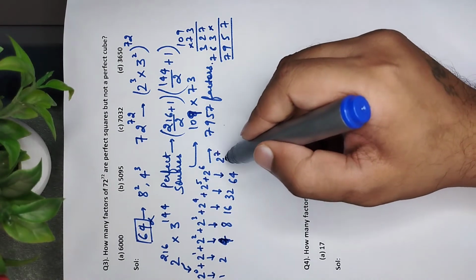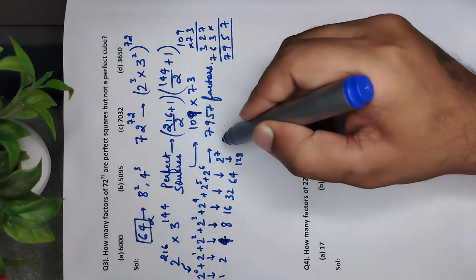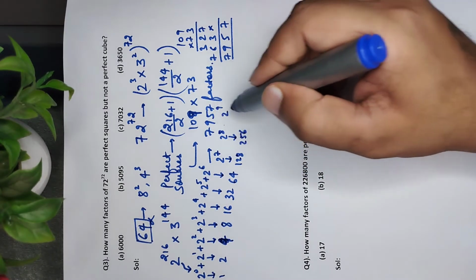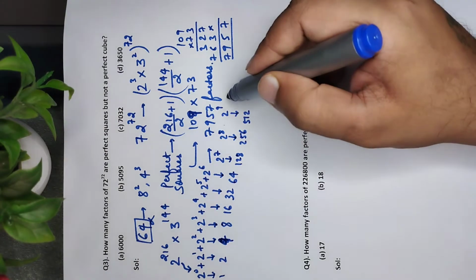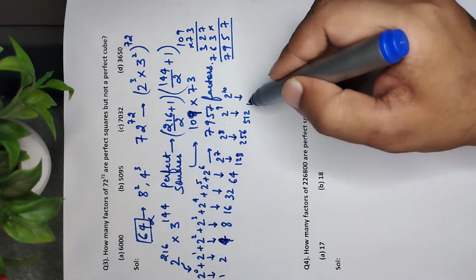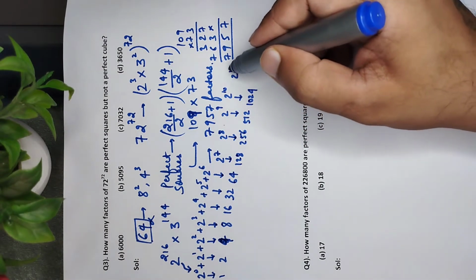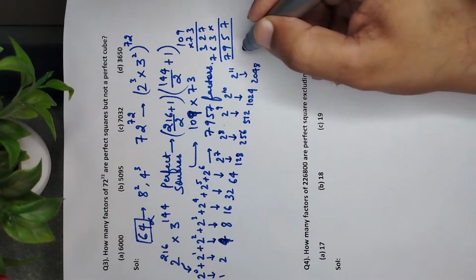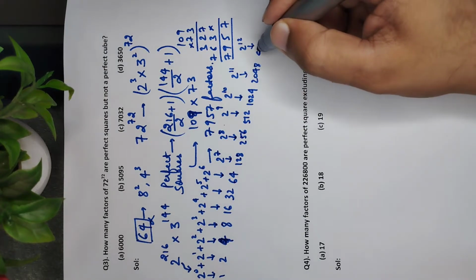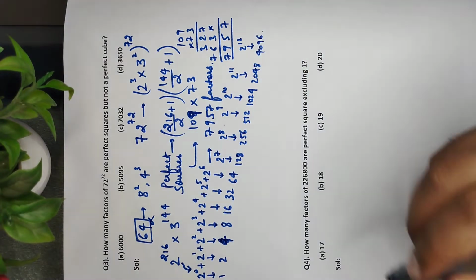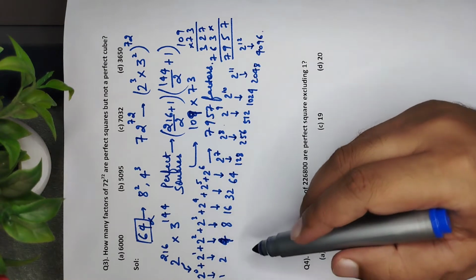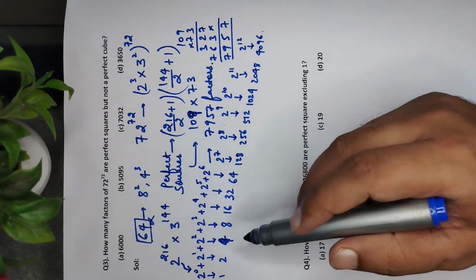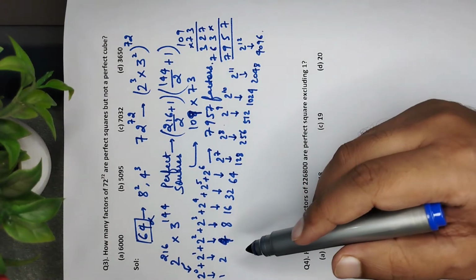I will write 2 raised to the power 7, this will be equal to 128, 2 raised to the power 8 is 256, 2 raised to the power 9 is 512, then 2 raised to the power 10 is 1024, then 2 raised to the power 11 is 2048, and then 2 raised to the power 12 is 4096. Now by writing all this, I just wanted to show you what is the meaning of the factor should be perfect squares but not perfect cubes.